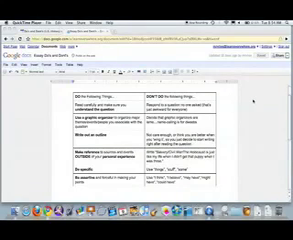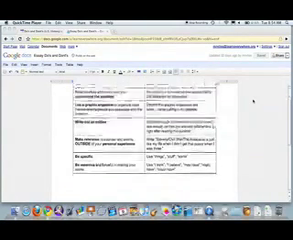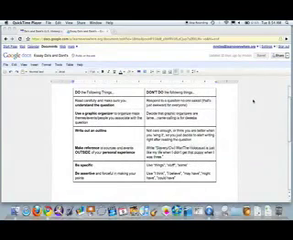Okay, first thing we want to look at when we're getting ready to start writing essays are some quick do's and don'ts. And they're right here on this chart, which you've clicked on by following the link. The first thing you want to do is make sure you understand the question.